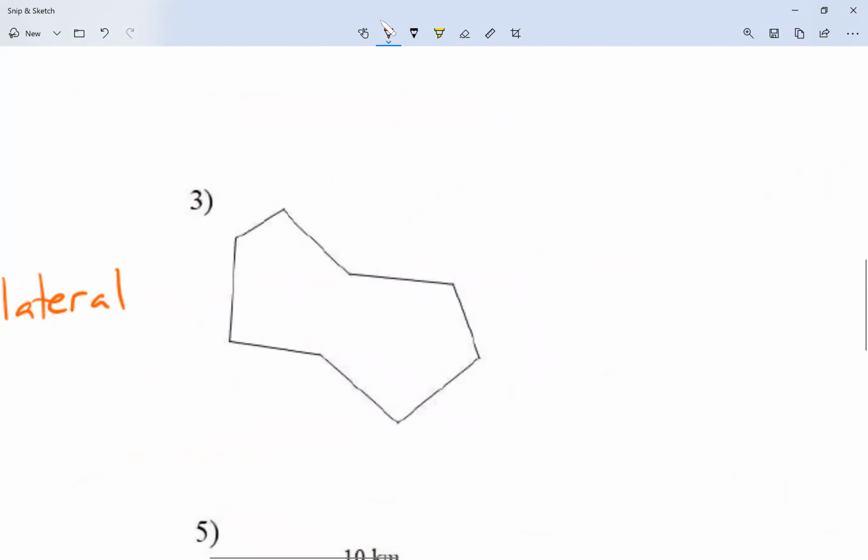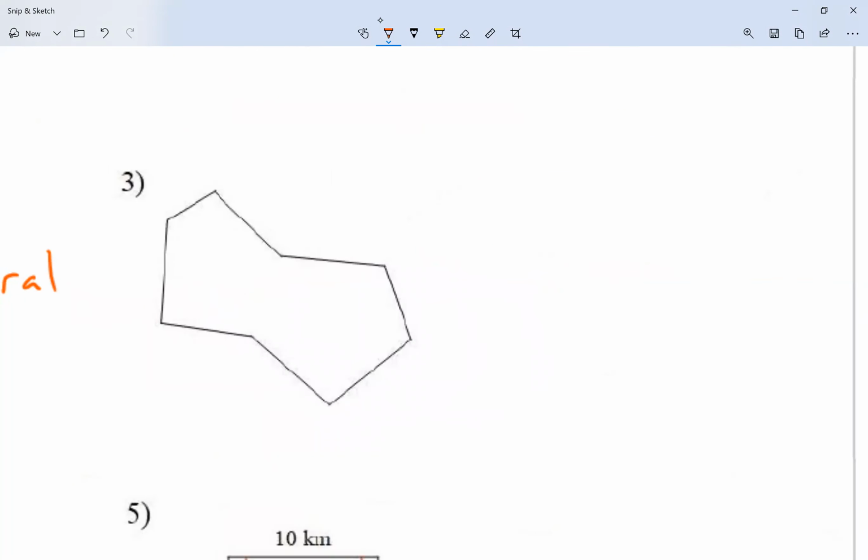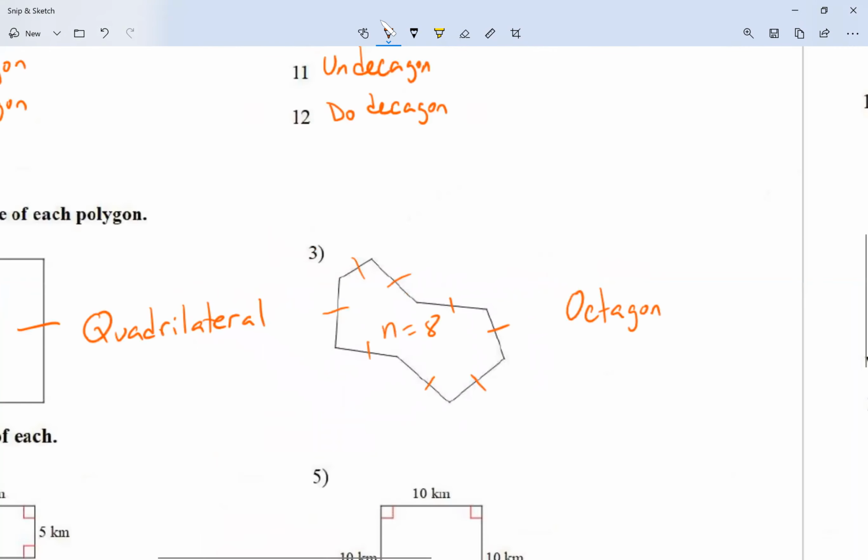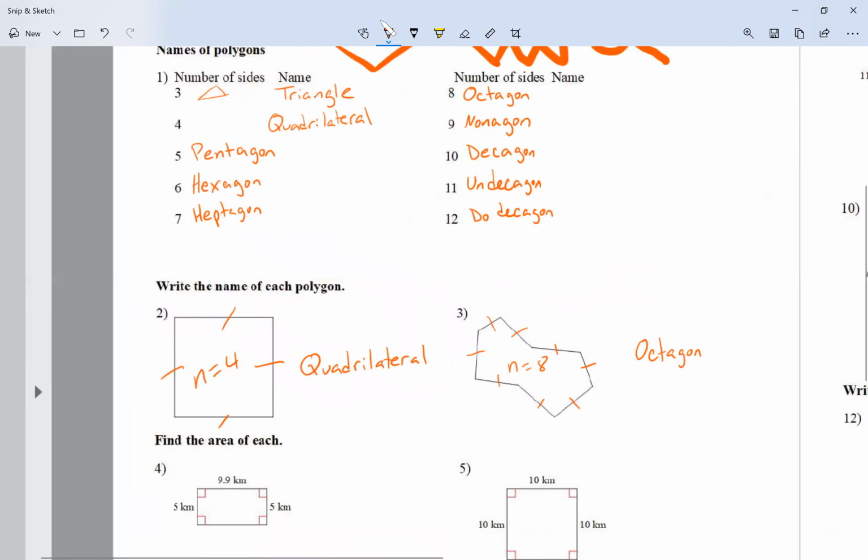Now let's take a look at question number 3. Let me count the sides. Let's see, 1, 2, 3, 4, 5, 6, 7, and 8. Let me count. There's 8 sides. Now this one we call octagon. Not a regular octagon, but it is an octagon. All right, so that's your first homework. You're gonna learn how to call the polygons based on the amount of sides.